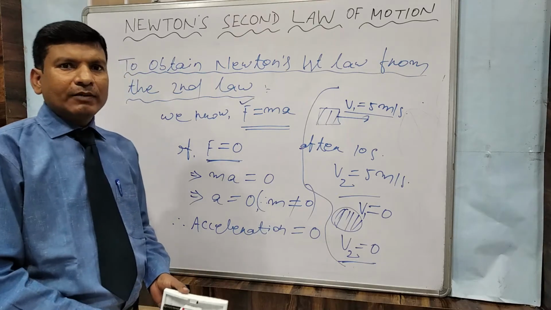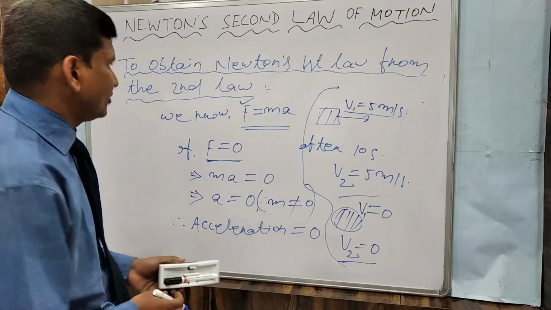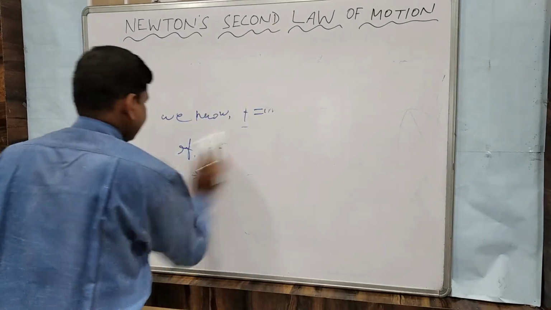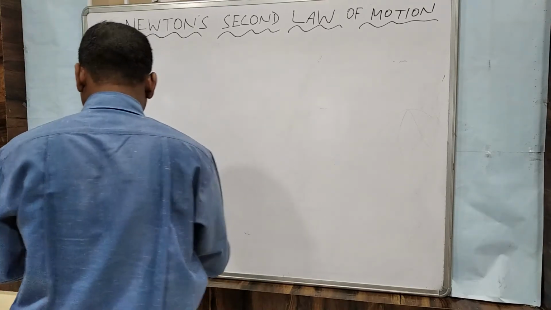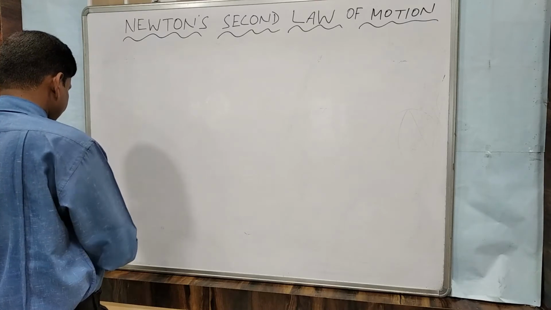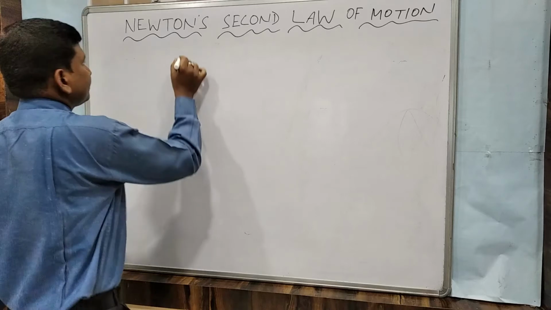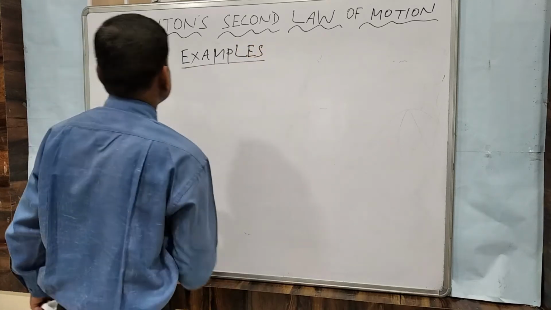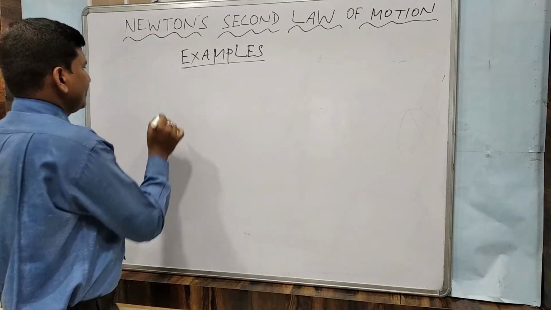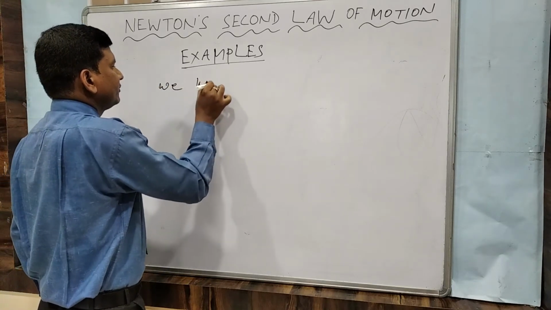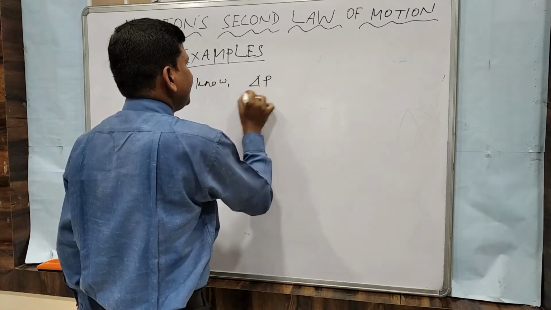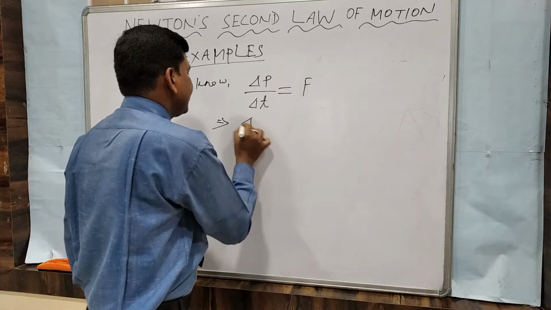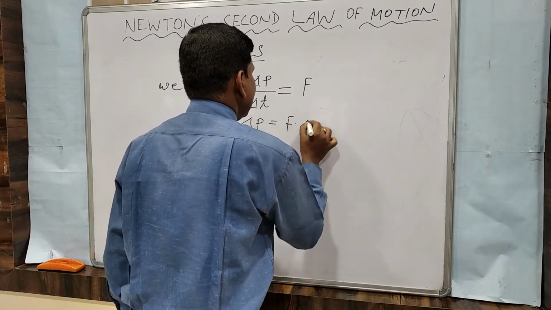So now I will discuss the examples of Newton's second law of motion. From Newton's second law of motion, we know that delta P by delta T is equal to F. That implies delta P is equal to F into delta T.